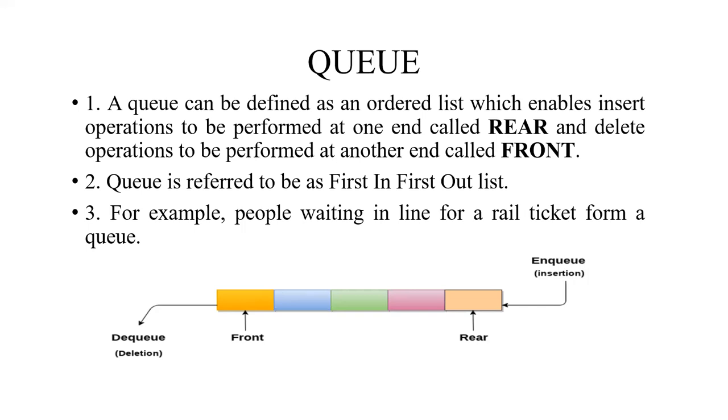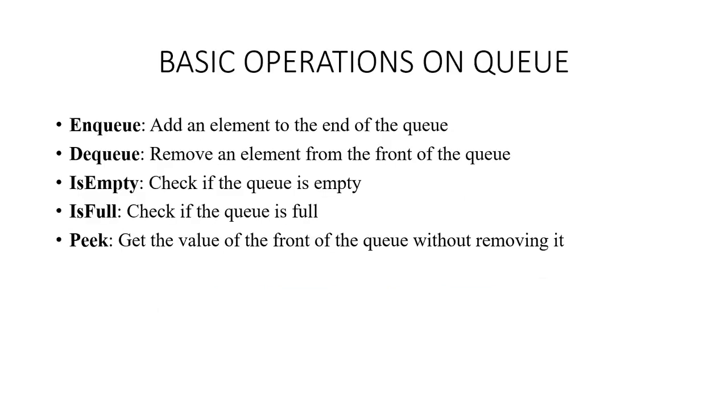Now let us consider a simple diagram where front indicates the position where we will be deleting the data and rear indicates the position where we will be inserting the data. The insertion is referred to as NQ and deletion is referred to as DQ. These are the basic operations in queue. NQ adds an element to the end of the queue, DQ removes an element from the front of the queue, is empty checks if the queue is empty, is full checks if the queue is full, and peek gets the value of the front of the queue without removing it.